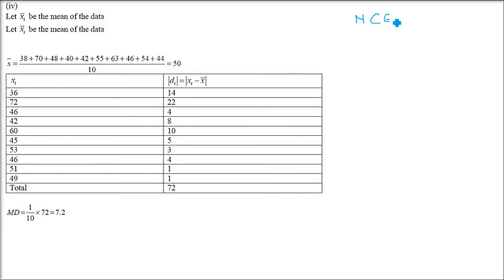Now this is also an NCERT question. What do you have to do? Same thing. These numbers are given, add them, divide by 10, because 10 numbers are there, and you'll get 50. Now you have a list here. Now subtract 50 from each of them, from 36 till 49. I'm just showing you one, but you have to do it from 36 to 49. Whatever value comes, take the positive value, modulus. Add all of them, you're going to get 72. Now this 72 divided by the number of elements, which is 10, so you get 7.2.